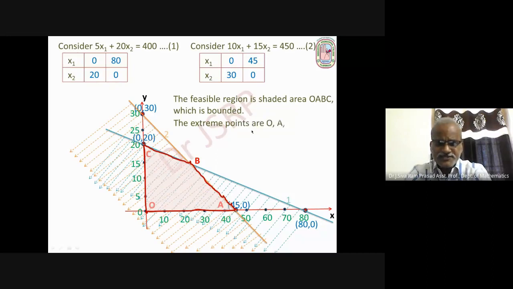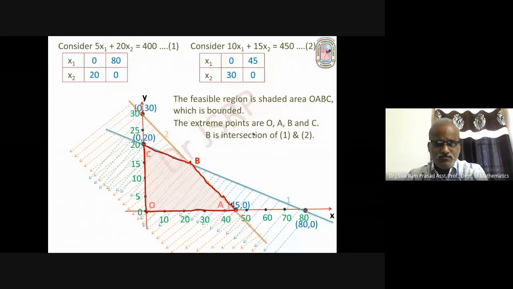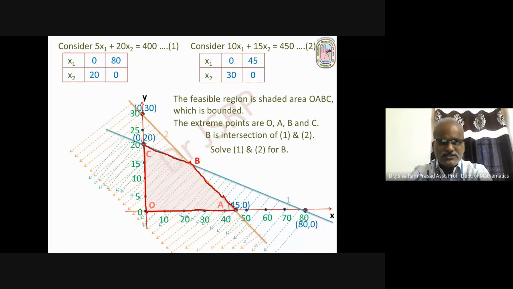The extreme points are O, A, B, and C. Next, B is the intersection of 1 and 2. B is the intersection of these two lines, that is 1 and 2. We have to solve these two equations to get the coordinates of the point B. Solve 1 and 2 for B.